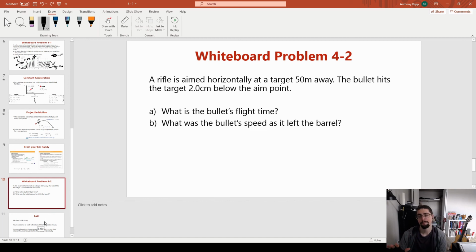But anyways, find the flight time. How long was it in the air from when it was fired to when it collided with the target? And then using that, find the speed of the bullet as it left, the initial velocity.